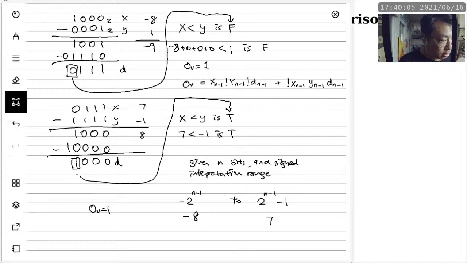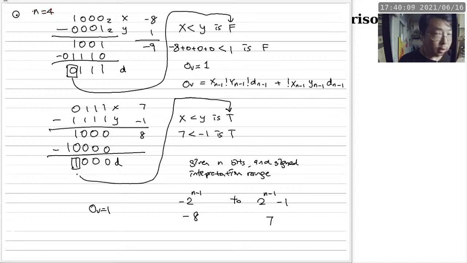So let me go back to the pen tool. Because in this case, n is 4. We are dealing with 4-bit integers. So you just substitute n being 4 when we do the calculation of overflow. And we have x, y, and also d defined in this case.